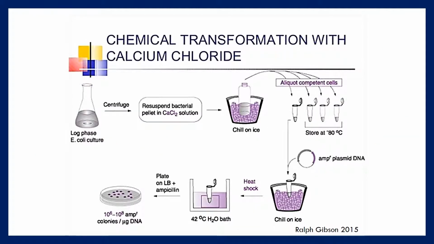Next, we're going to be performing calcium chloride transformation on the E. coli cells, in which we chill them on ice and then run them in a 40 degrees Celsius water bath, in which they become chemically competent, where the pores open up so that the plasmid DNA can be absorbed.